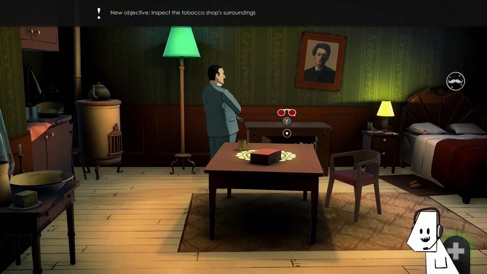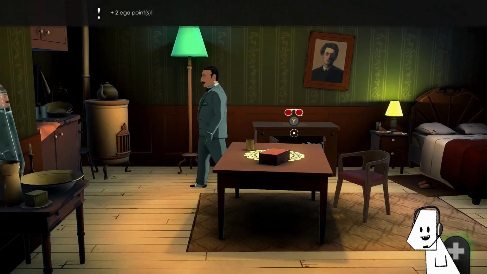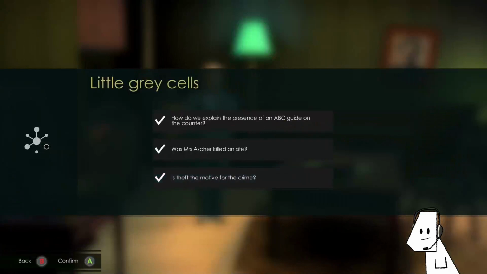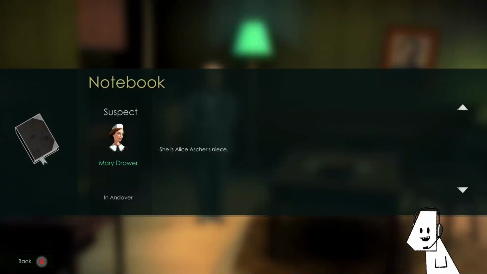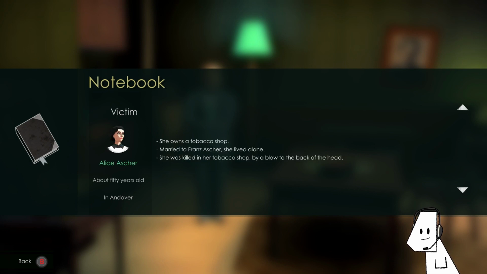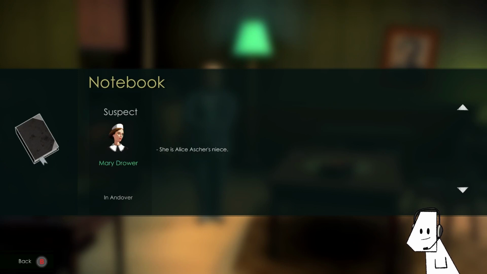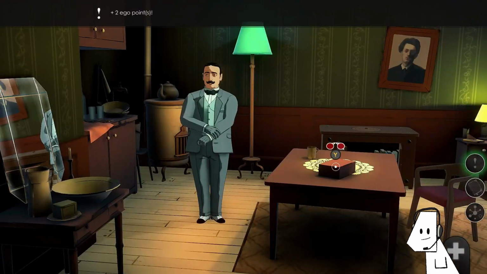There you go. Okay, so there was something more to it. I think I've looked everywhere here. Let us see if I can find any more information in the shops surrounding. Again, they just cut the audio off right at the wrong point. Let's have a look at our... We don't have any little grey cells to do anymore. We do have a new suspect, Mary Drower. She is Alice Asher's niece. We've got Alice Asher, who... Although all that stuff we found out, we have not added to the notebook, which is a bit weird. So we've just got 2 people on here at the moment.